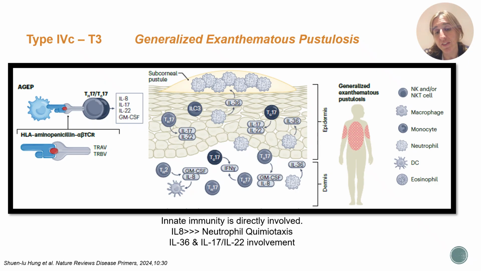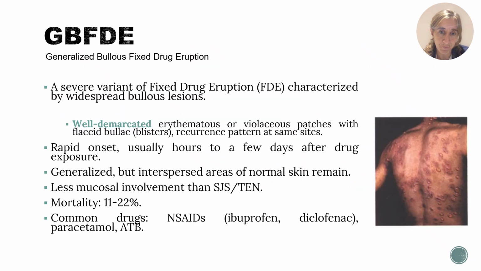So here, the innate immunity is directly involved, and we have a lot of IL-8 causing neutrophil chemotaxis, and also, very importantly, the involvement of the IL-36 axis and IL-17, IL-22. It's remarkable. And here, we will see later on that we have developments of novel biologics for refractory cases.